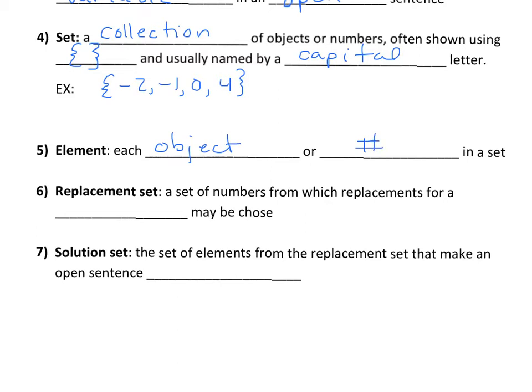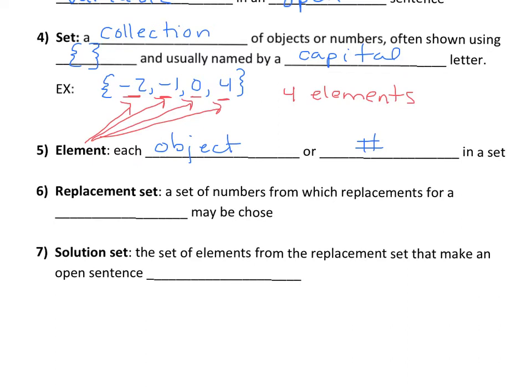So an example of what we're talking about, if I look at this example just above here, I have -2, -1, 0, and 4. Okay, each one of those guys is an element. So for this problem, there are 4 elements. All right, and replacement set and solution set are going to be our next vocabulary words.